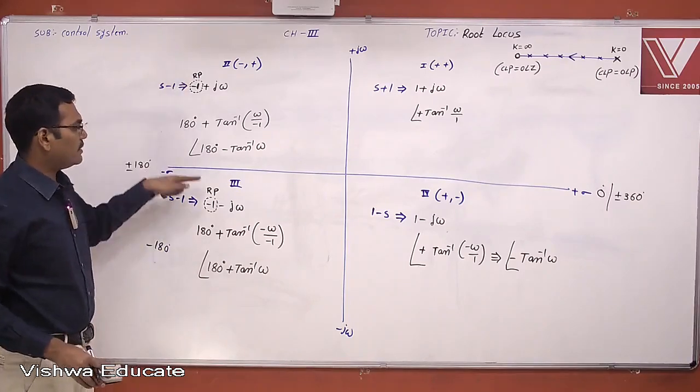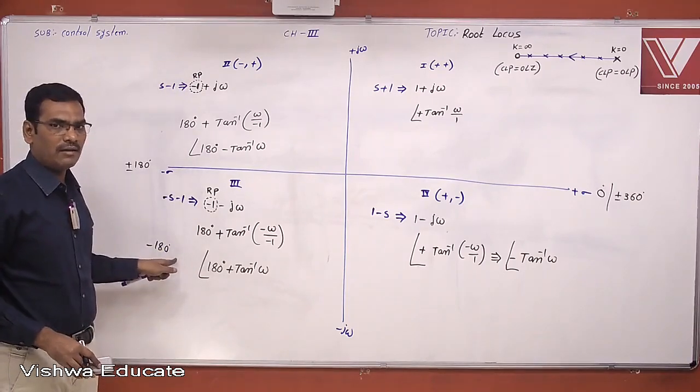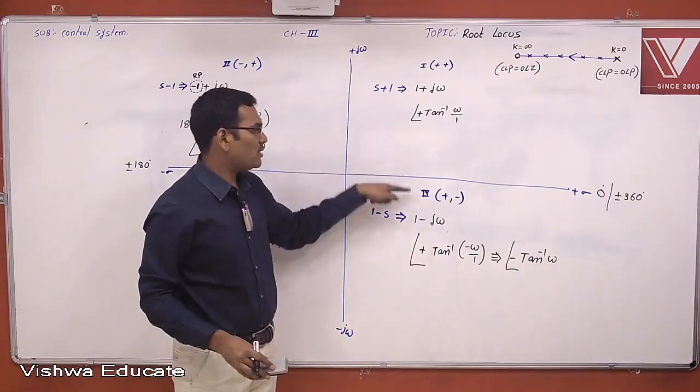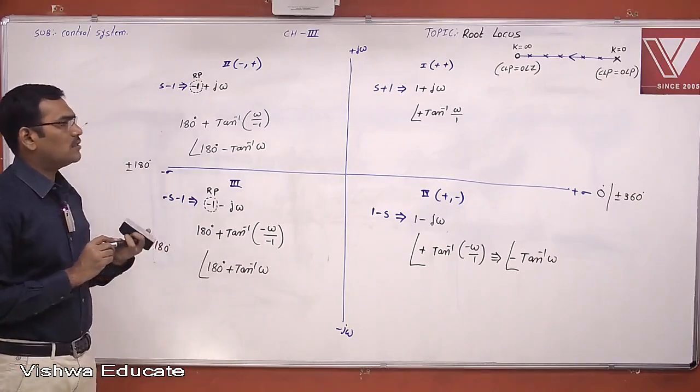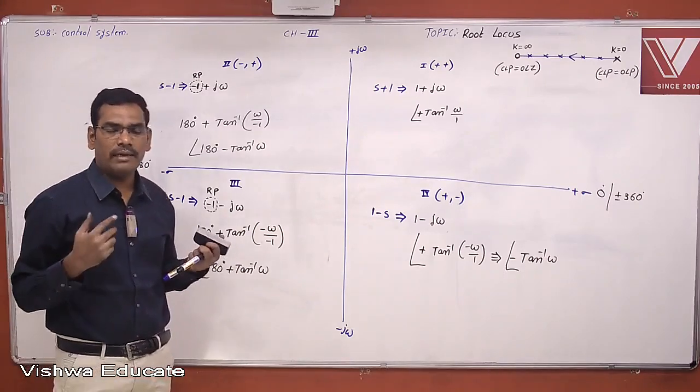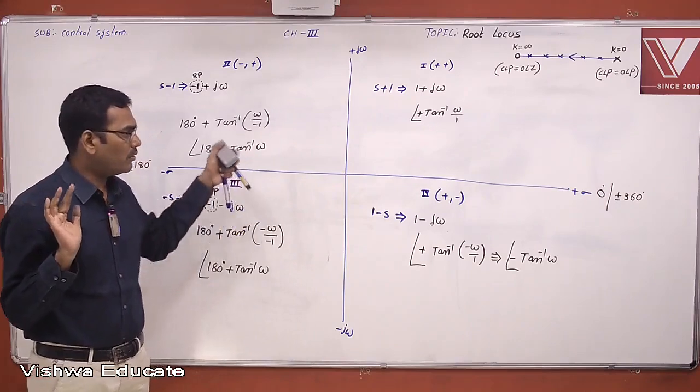If the real part is negative, then you take a reference angle of 180 degrees. If the real part is positive, then you go for the normal calculations. Now this is very important, because if the angles go wrong, the entire analysis will go wrong. Now you just take this one.